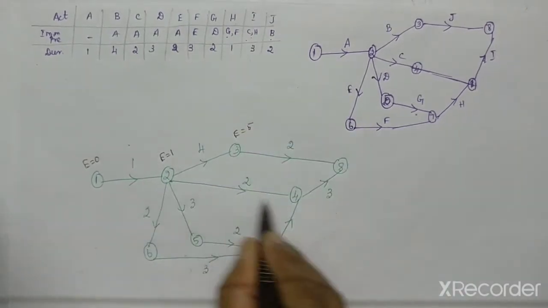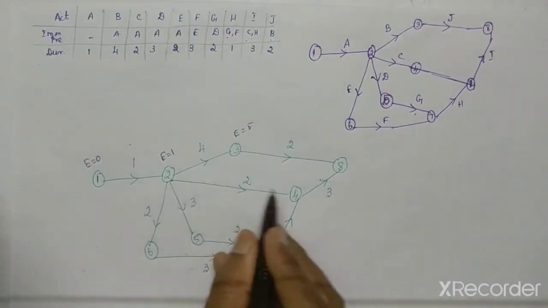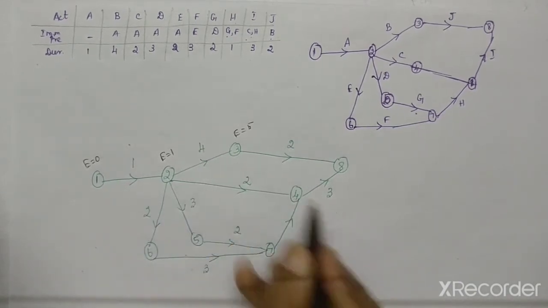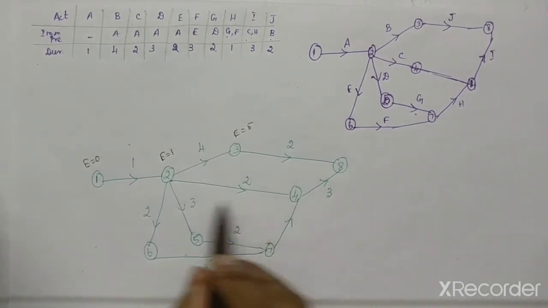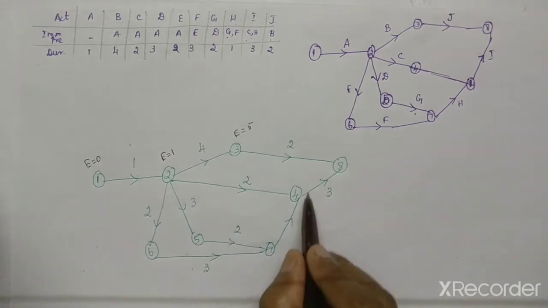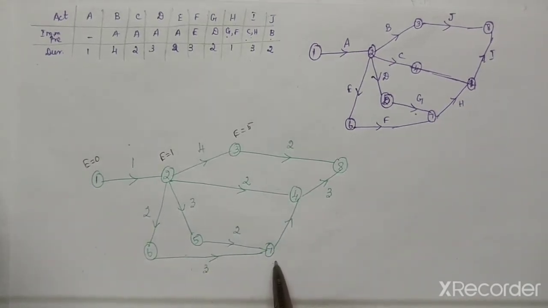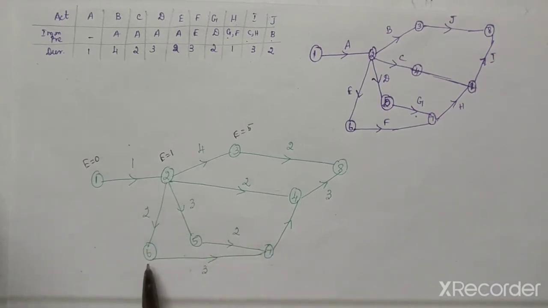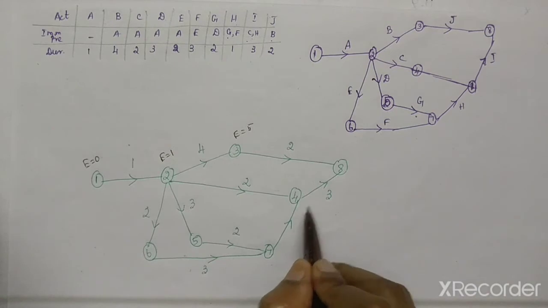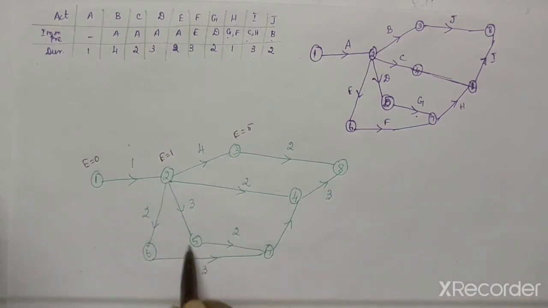The next you have to come with this one. For this we have only one incoming activity. For node 4 we have two activities as incoming. So for this we have to find the E value. First you have to find out this and this. Afterwards we find out this one. Using this one you come with 4. So for this we consider that for 5 there is only one incoming activity.